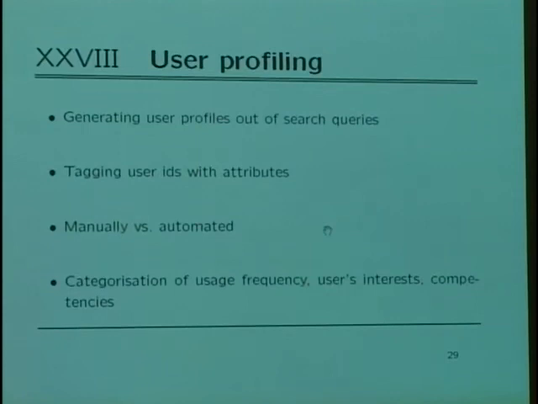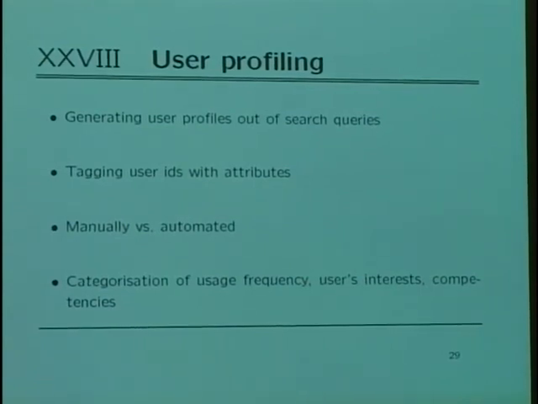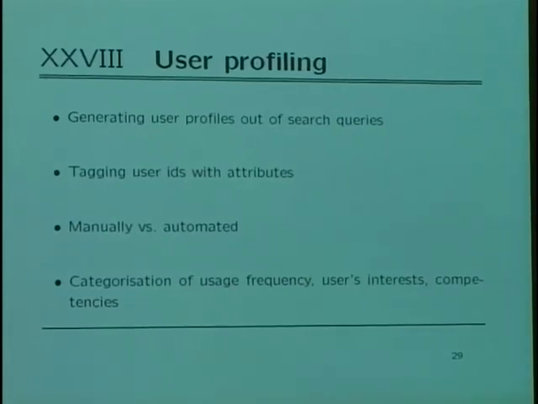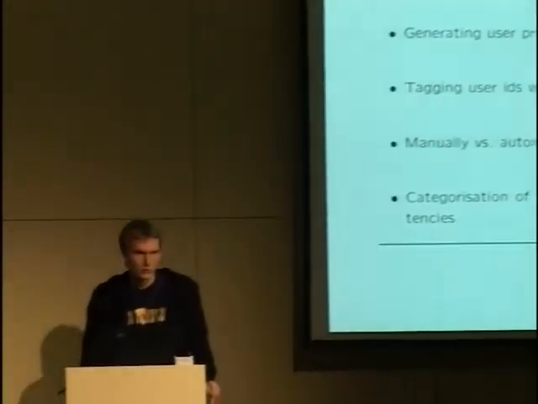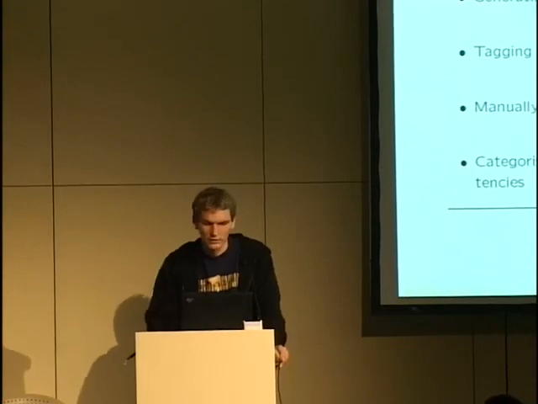So now the maybe most important part, user profiling. We want to generate user profiles out of search queries. We want to tag user IDs with attributes. You can do that manually or automated. There are even some projects on the web which do that manually, where you tag some user IDs with the keywords of the search. But, well, this was too much for me. I like it the automated way. So you could categorize users into some categories by their usage frequency, by their interests, and even by their competencies.